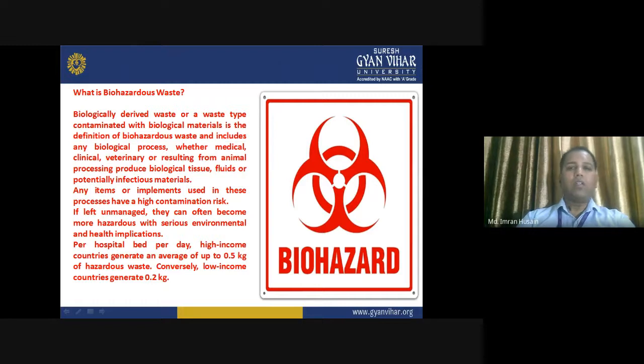So anywhere such procedures are going on, dealing with infectious materials or infectious conditions, or dealing with diseased body fluids, and also the clinics, hospitals, and laboratories combined, where treatment and research are going on. Any items or implements used in these processes have a high contamination risk. If left unmanaged, they can often become more hazardous, with serious environmental and health impacts.